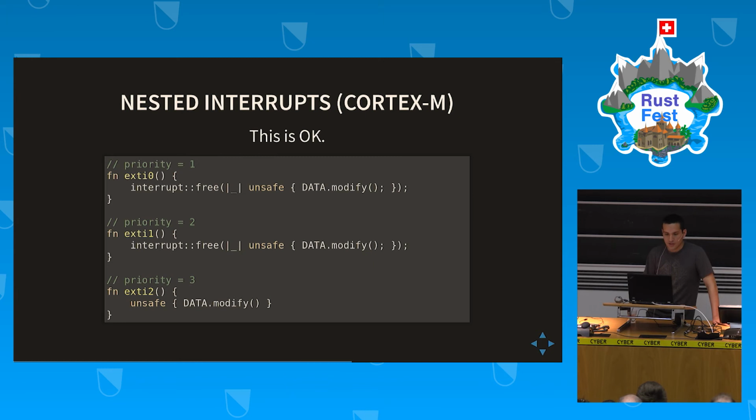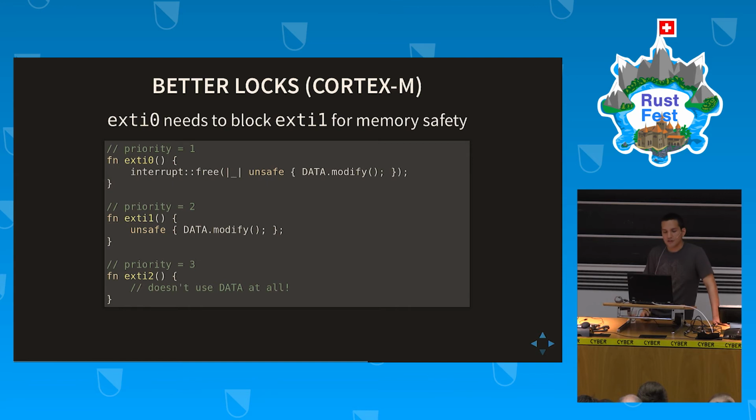Now let's tweak that example a little bit. Again, three interrupts with different priorities. And this time, only the two interrupts with the lowest priorities access the data, but the highest priority interrupt doesn't access the data. So this program is memory safe because the lower priority interrupt is blocking the XT1 interrupt handler from preemption.